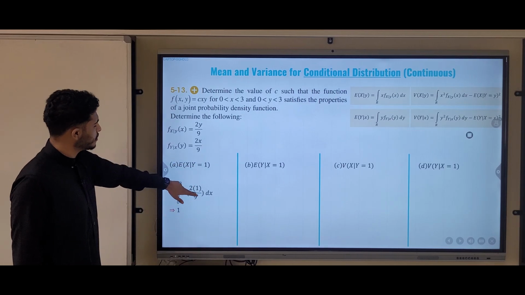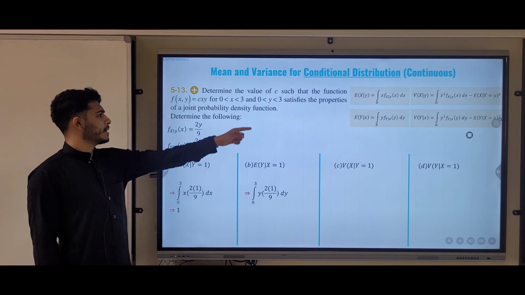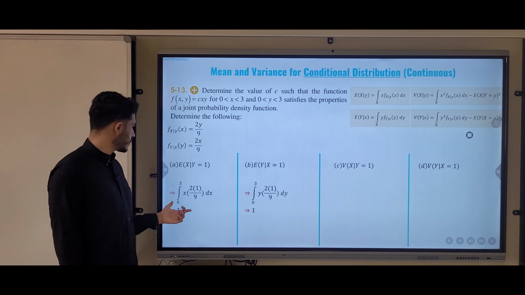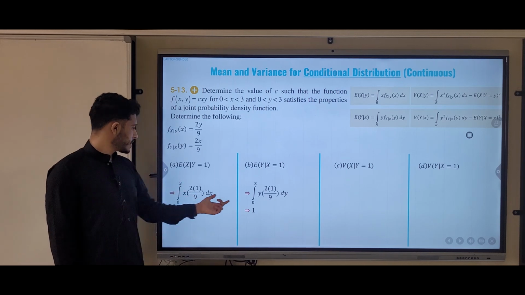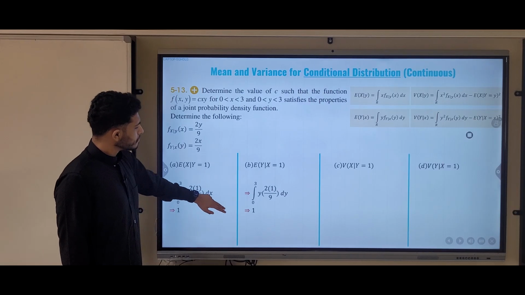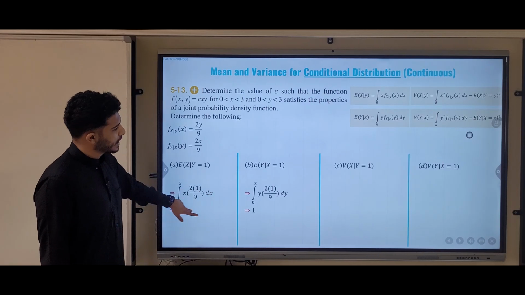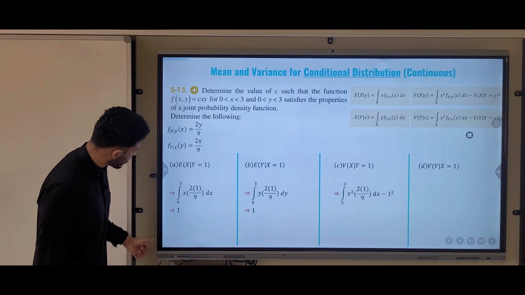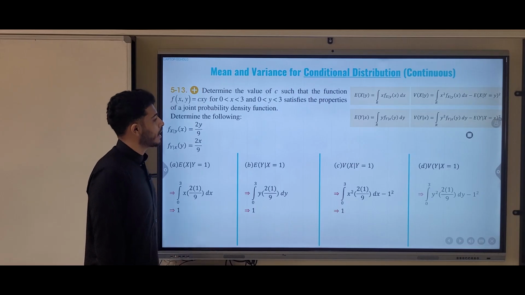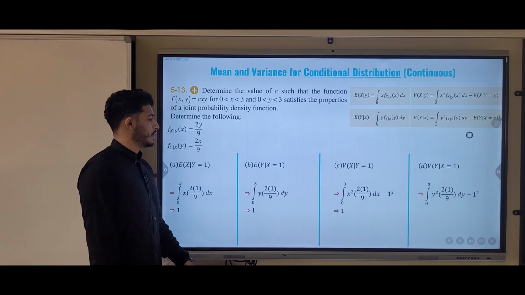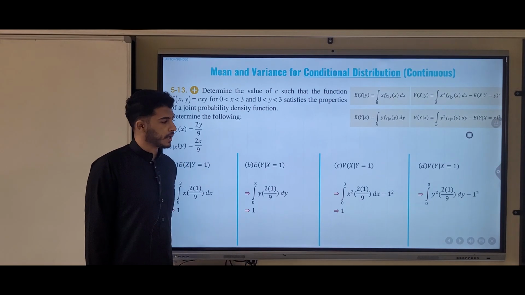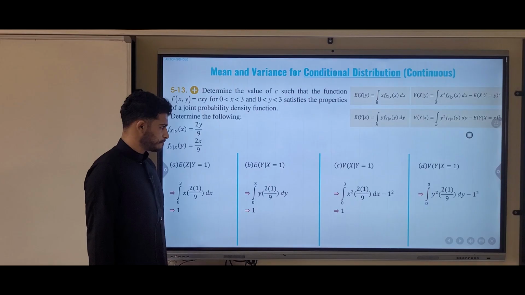Same goes for y also. We're gonna implement the formula. It's gonna yield the same kind of answer, but instead of integrating in terms of x, here we're integrating in terms of y. And for the variance, instead of multiplying by x directly, we're gonna multiply by x squared, and then at the end of the day, we're gonna subtract the mean squared, and we're gonna have the variance. And for the last case, also the same exact thing. Instead of multiplying by y, we multiply by y squared and then subtract the mean squared.